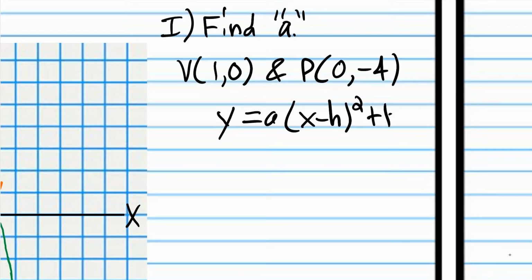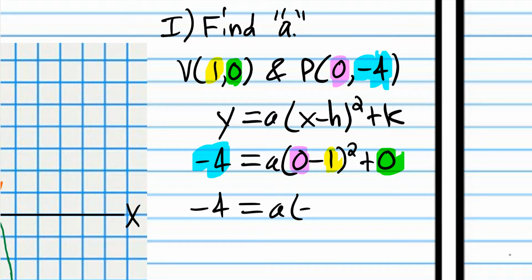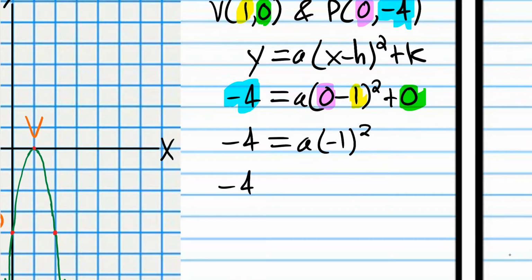And we're going to use the general vertex form. For y, we're going to plug in the y value of our point. For x, we're going to plug in the x value of our point. h is the x value of the vertex, and k is the y value of the vertex, and I'm going to color those in. And now we just solve for a. We find a. I don't have to write the plus 0. -1 squared is 1, and 1 times a is a, and so a is -4.